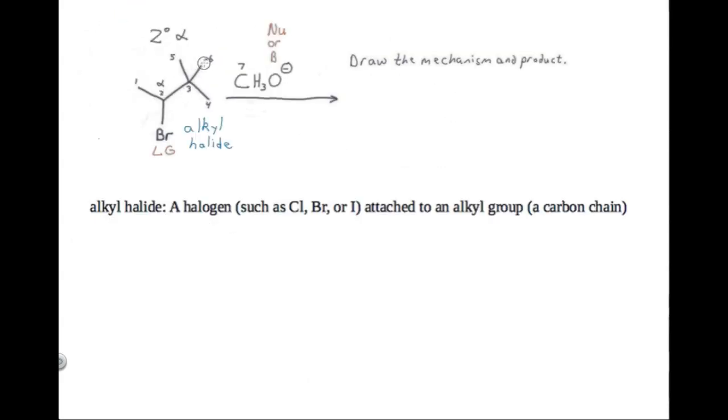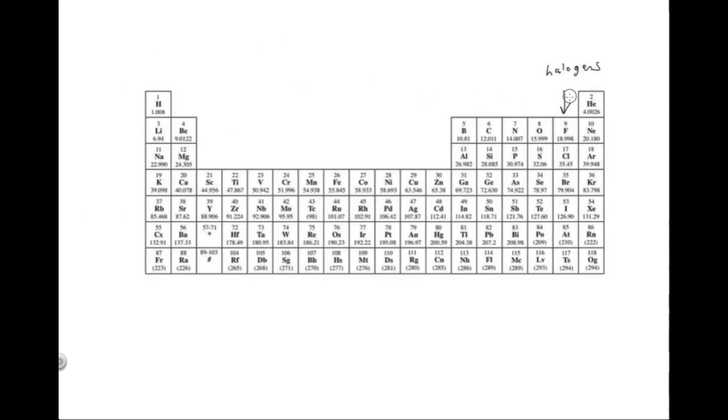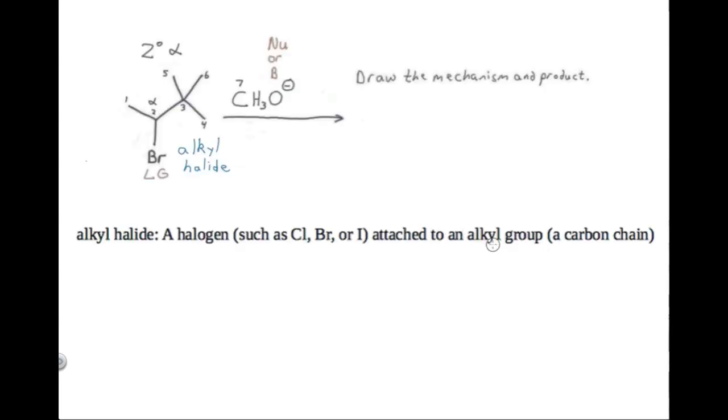We should recognize that this starting material is an alkyl halide. An alkyl halide is a halogen attached to an alkyl group. The halogens are the elements from the 7th column of the periodic table, such as chlorine, bromine, and iodine. And an alkyl group is a carbon chain. Well, this molecule has a bromine connected to a carbon chain, so it's an alkyl halide.